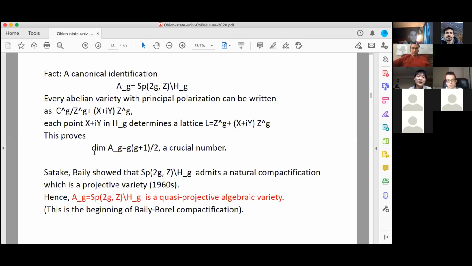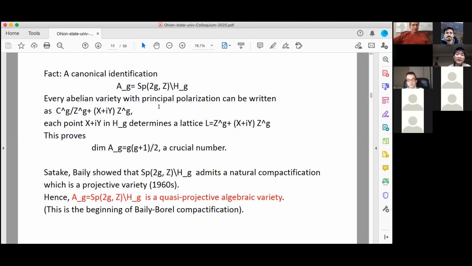But in any case, this shows the dimension of this is the dimension of the Siegel upper half space, that's g times (g plus 1) over 2. This is a crucial number. This will appear again and again later on. Now, Satake and Baily showed that this locally symmetric space admits a natural compactification as a projective variety in the 1960s. Therefore, since we have the identification of A_g with this locally symmetric space, A_g is a quasi-projective algebraic variety.